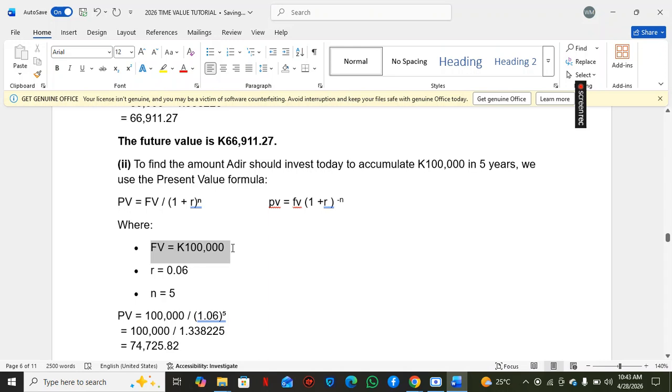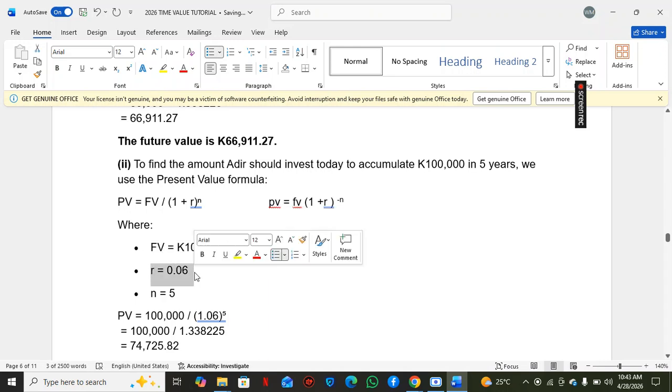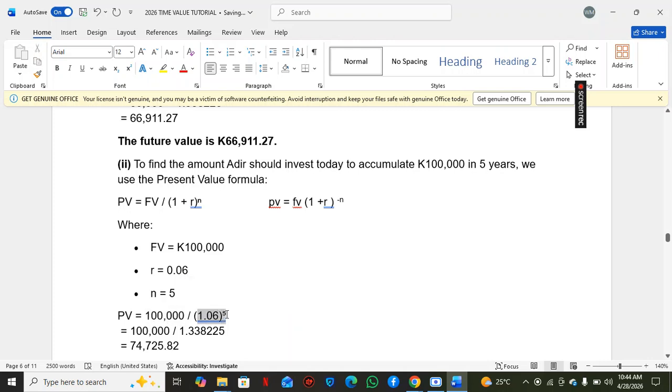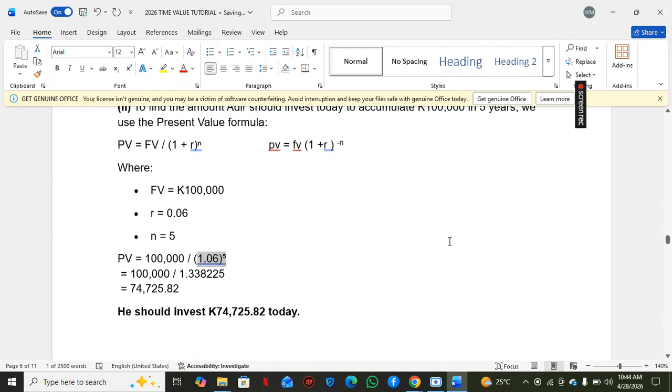So we already have our future value, 100,000. We already have our rate, 6%. We already have the number of years, 5 years. You're just going to say 100,000 divided by 1.06 to the power 5, and that gets 74,725.82. That is how much he needs to invest today.